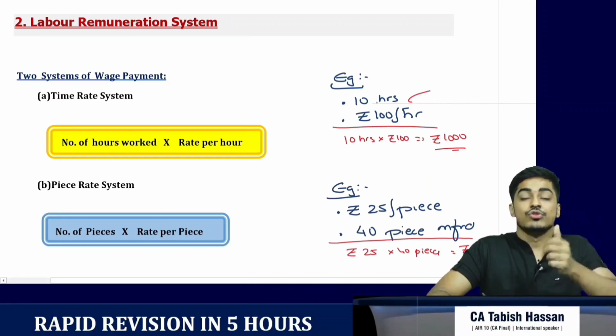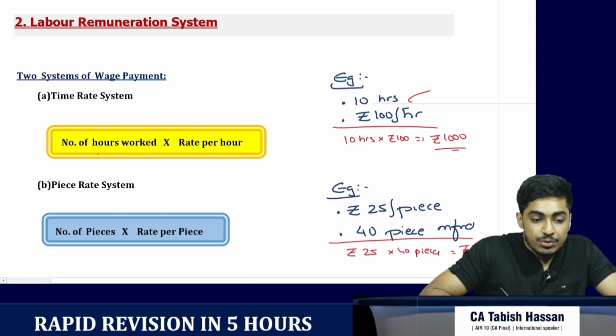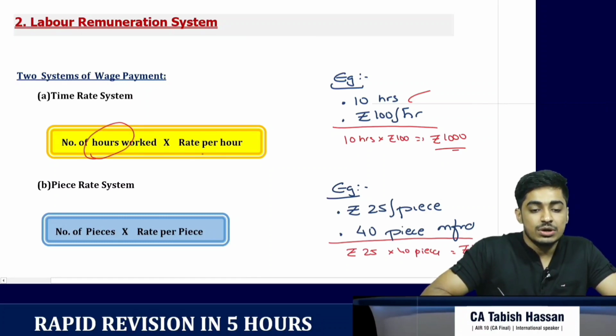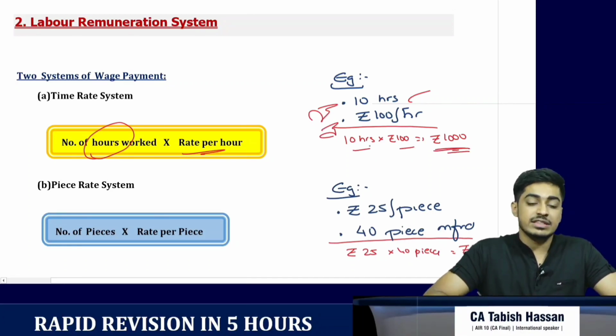Okay, simple. So how do we get the wage payment as per time rate? It is the number of hours worked into rate per hour. Say for example, we work for 10 hours, the rate is 100 per hour. So it is 10 hours into rupees 100 per hour, we get it at 1000 rupees.